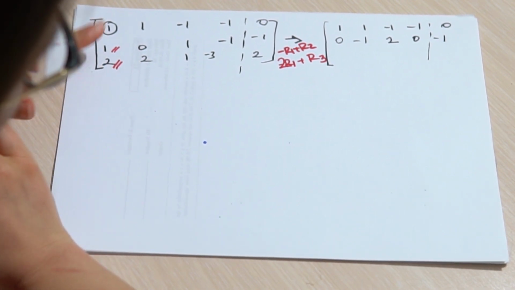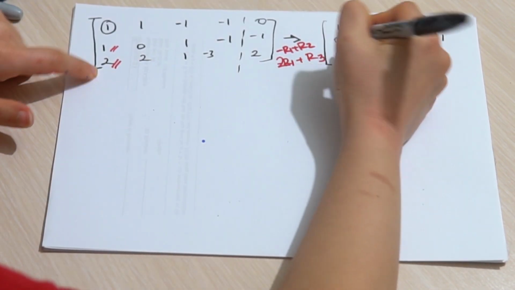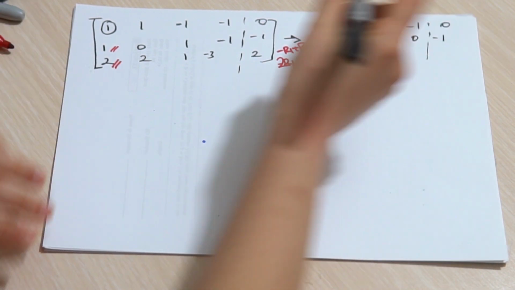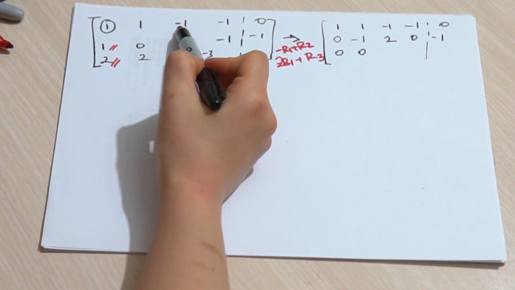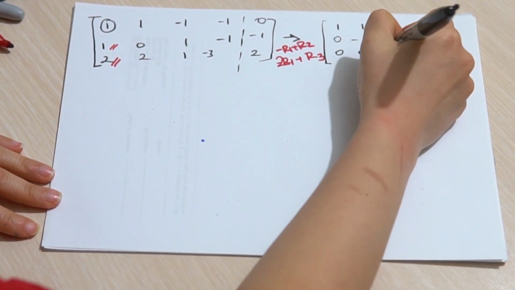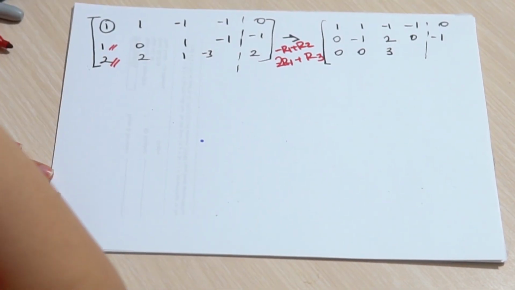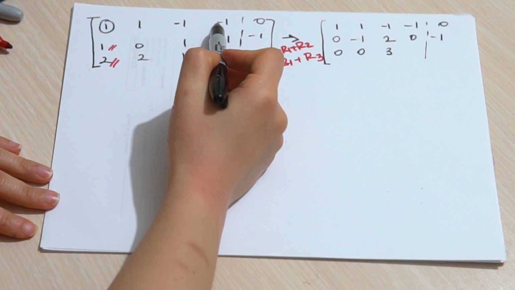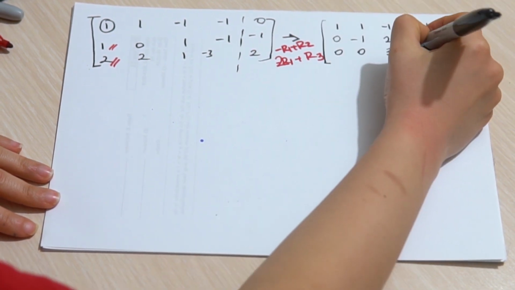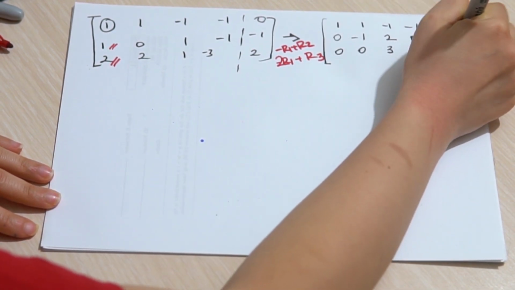Let's look at the third row. Minus 2 plus 2 is 0. Minus 2 plus 2 is 0. Minus 2 times minus 1 is 2, 2 plus 1 is 3. Then minus 2 times minus 1 is 2, minus 1 is equal to 1, and the last entry is 2.